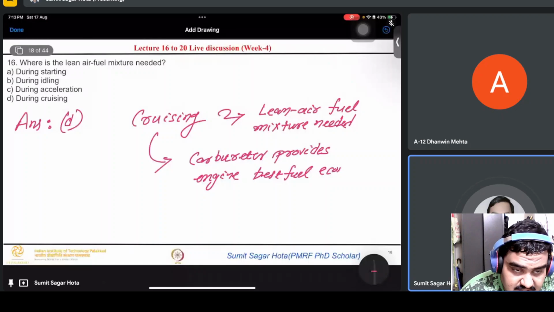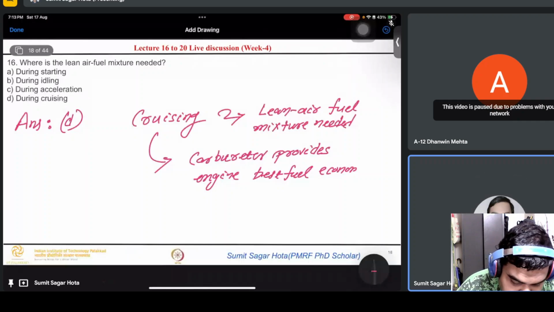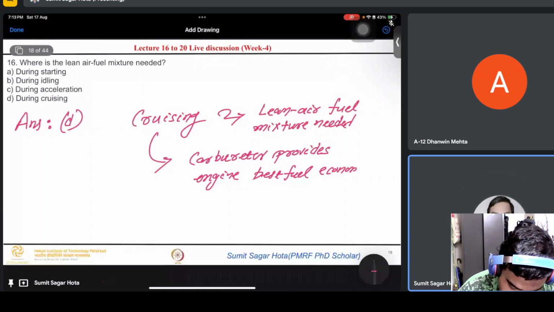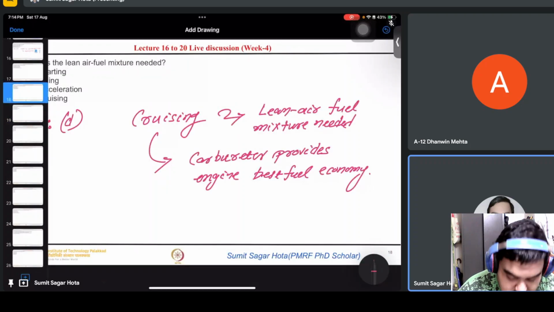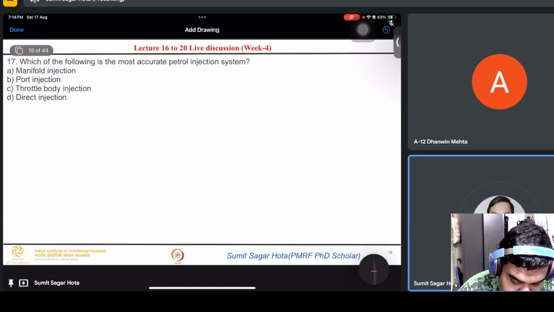Which of the following is the lean air fuel mixture needed? Done. Next question will be: which of the following is the most accurate petrol injection system?